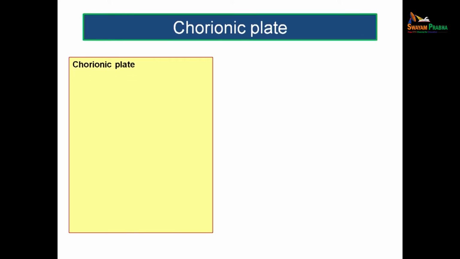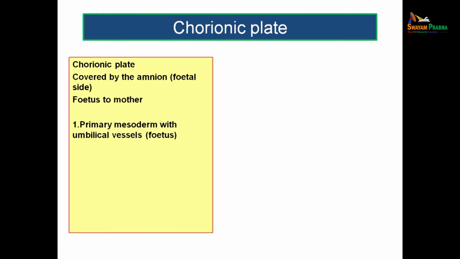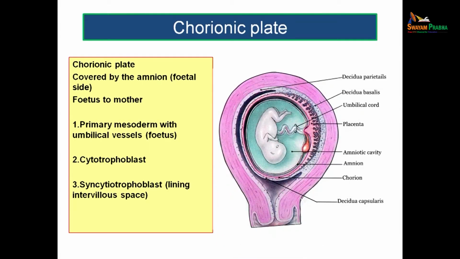Now, let us see each part of the placenta in detail. We have already mentioned the chorionic plate, which is seen on the fetal side. It was covered by amnion. So, what are the structures when you trace this chorionic plate from fetus to mother? The first thing you will see is the primary mesoderm with the umbilical vessels. Then you have the cytotrophoblast layer. Then you have the syncytiotrophoblast layer, which lines the intervillous spaces.